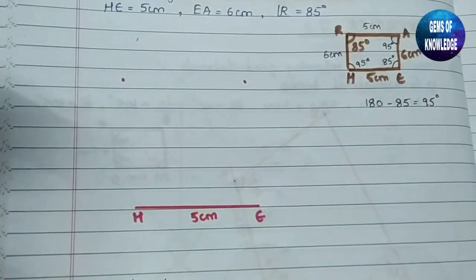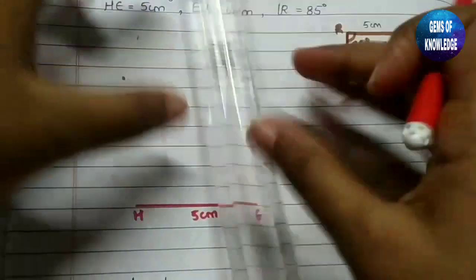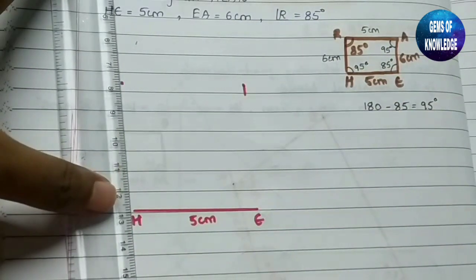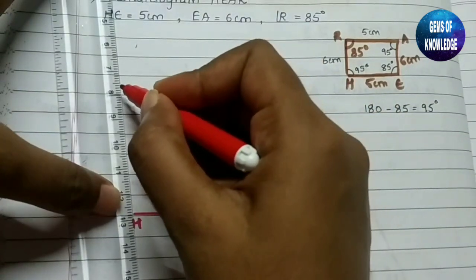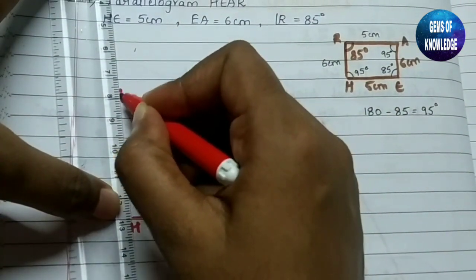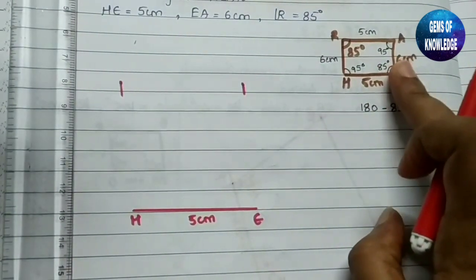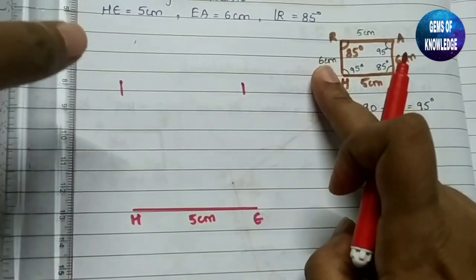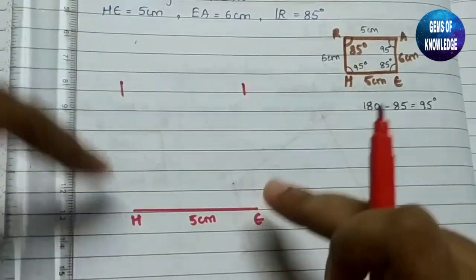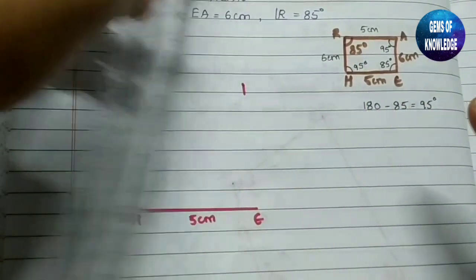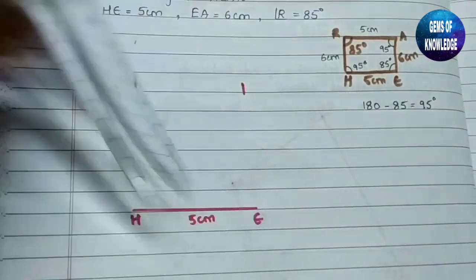We know one more thing here. We will mark a small point over here and just extend this. As you can see here, we need this to be 6 centimeter and we need this to be 6 centimeter. So both these lines must be extended up to 6 centimeter. So let us see.